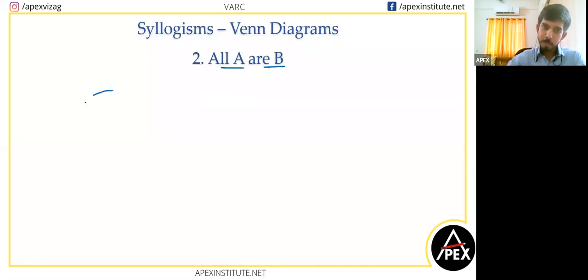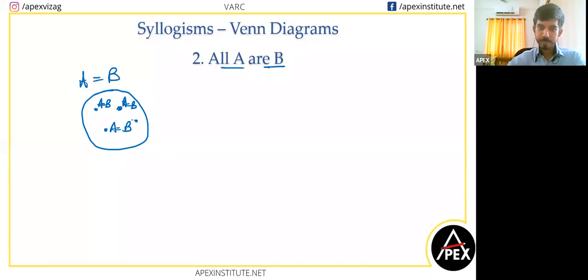The very simple Venn diagram which we can draw for all A is B is only one circle, and the same circle has every element which is both A and B. All the elements are both A and B. So this is an overlapping circle which is called A equal to B. All A are B. But is this the only way to represent all A is B? No. There can be some situations where some B are not A, but all A are B. So how will we draw that?